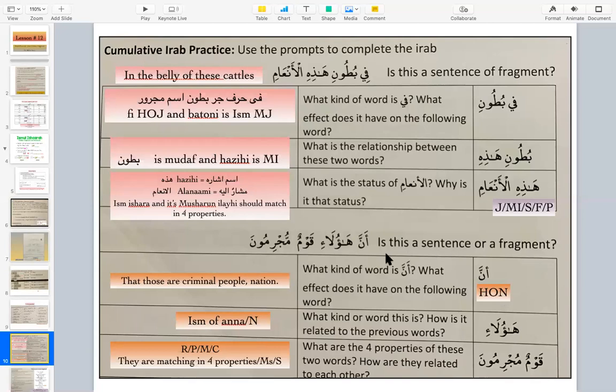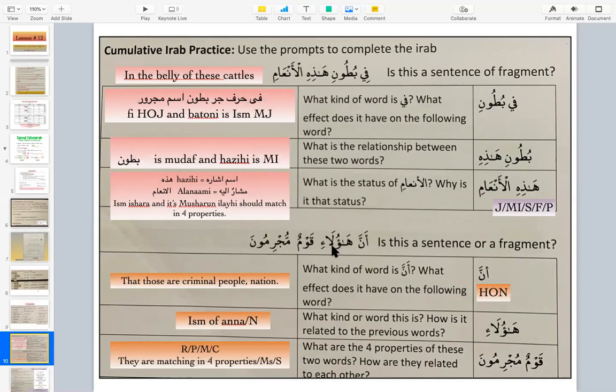Now, next one. Anna haulai qawmu mujrimun. Now, Anna came. What is Anna? Anna is our harfu nasab. And what does Anna do? Anna makes the next ism, whatever ism is next, nasab in status. Okay, so I don't see qawmun in nasab, I don't see mujrimuna in nasab. So I'm going to take this as nasab.